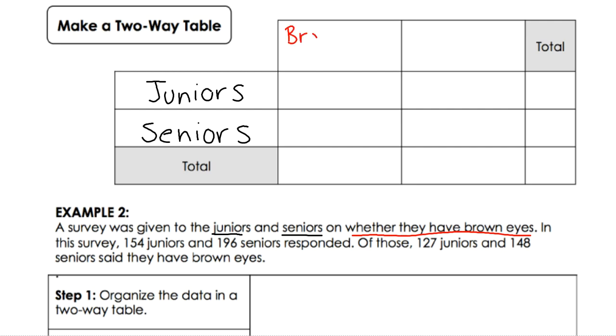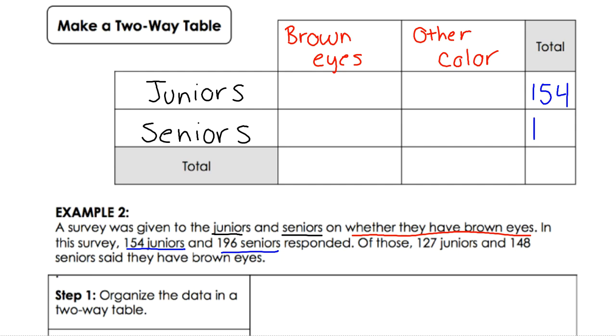Some students had brown eyes and other students did not. So we could say they have an other color of eye. So those are my two categories. So as I read through the problem, now I can start to fill in some information based on the numbers that they give me. So they say in this survey, 154 juniors. So I have 154 juniors out here and 196 seniors. So those are my row totals based on what they're telling me.